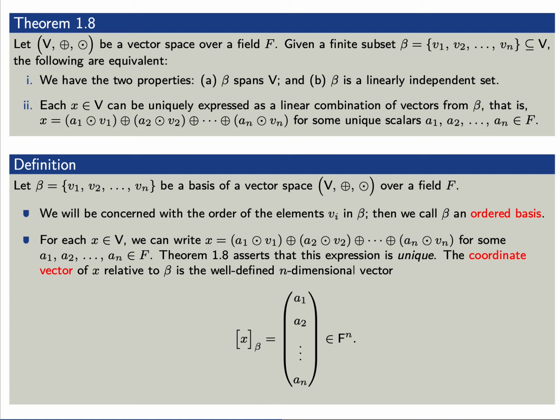For any vector x, we know that we can express it as a unique linear combination. That is a linear combination where the scalars a1, a2 through a sub n are uniquely determined. So we'll use this to define the coordinate vector of a vector x. The idea is that we take a vector x from our vector space V, and relative to this ordered basis beta, we can then write down an n-dimensional vector that just keeps track of the scalars a1, a2 through a sub n.